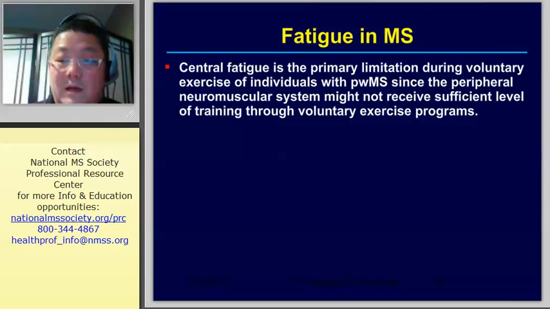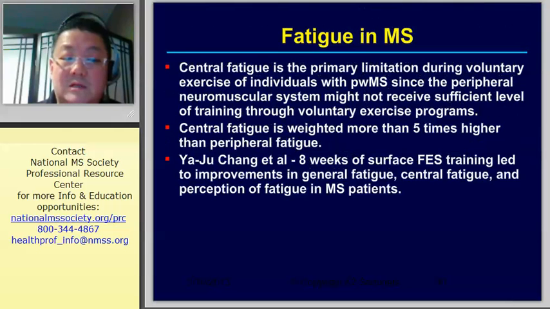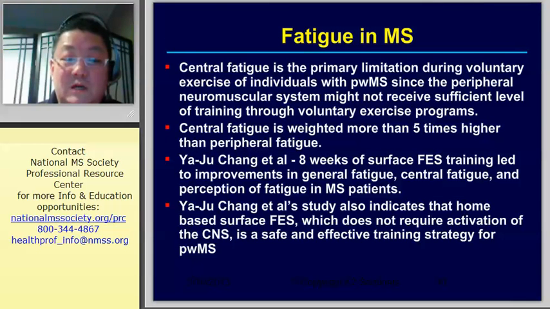Central fatigue is the primary limitation during voluntary exercise in individuals with MS, since the peripheral neuromuscular system might not receive a sufficient level of training through voluntary exercise regimens. Central fatigue is weighted more than 5 times higher than peripheral fatigue. In this particular article by Chang, 8 weeks of FES and surface FES training led to improvements in general fatigue, central fatigue, and perception of fatigue in patients with MS.